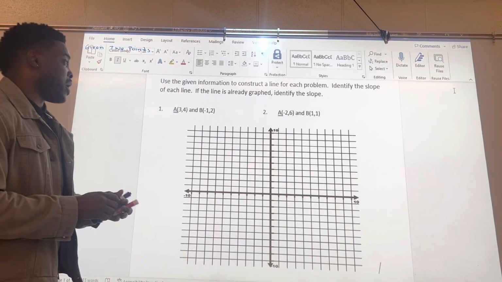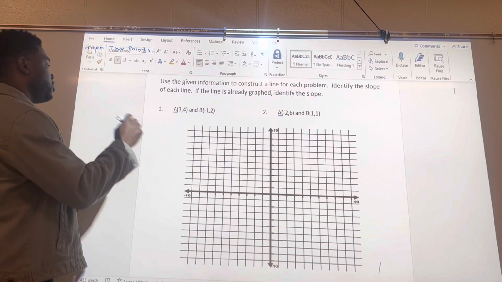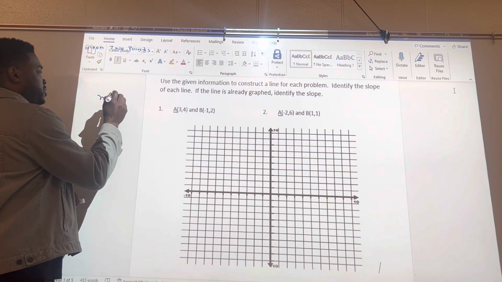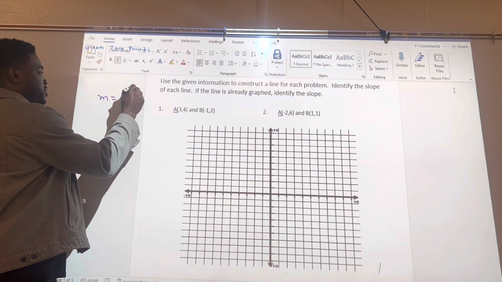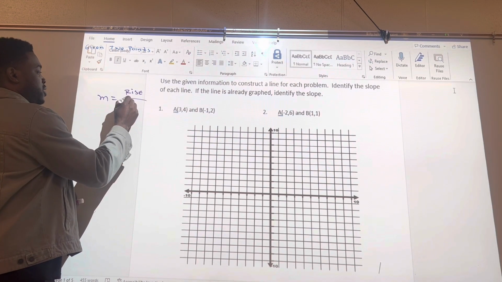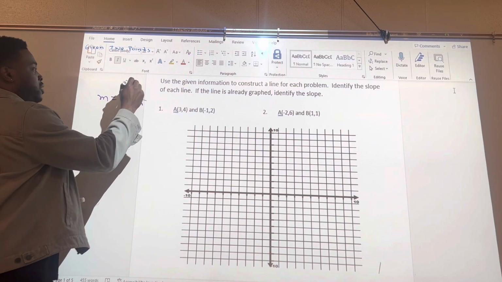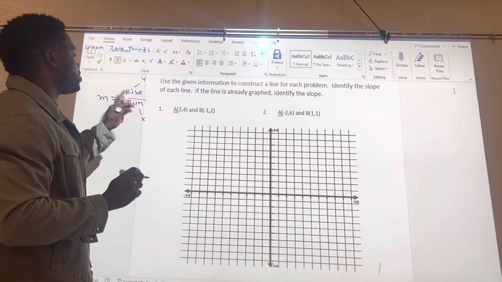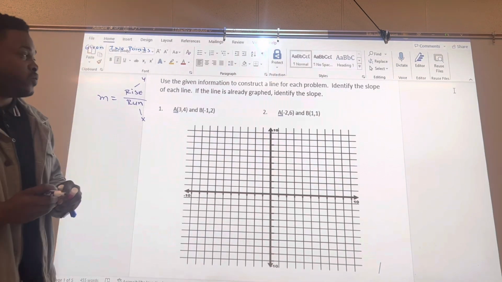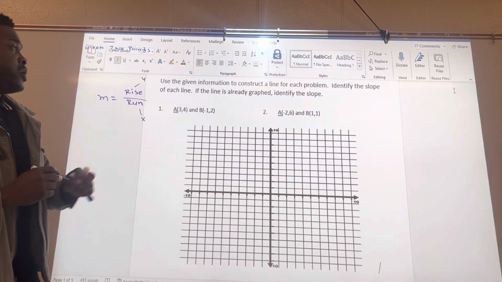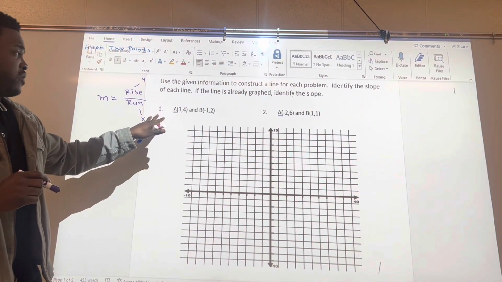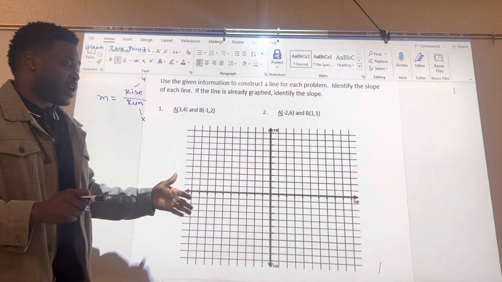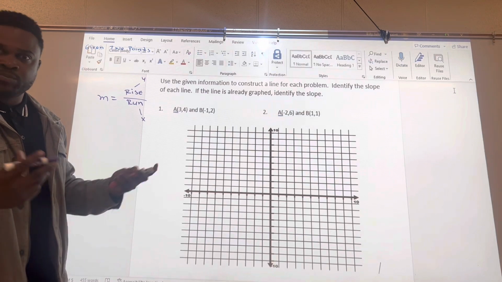So let me remind you of the slope formula when graphing. The slope formula is rise over run, or we could say it's y over x. So let's focus on rise over run instead. When you are given 2 points and you need to graph, the first thing you do is plot your points.